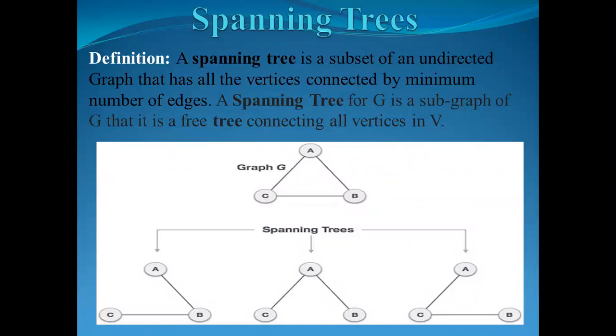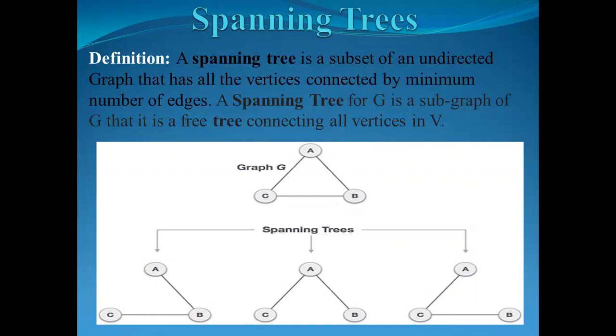Generally, we represent a graph as G equal to (V, E), where V is the number of vertices and E is the number of edges. But in a spanning tree, suppose you represent the spanning tree as S, that spanning tree should contain all the vertices without leaving any vertex in the graph. You must consider all the vertices of the graph in the tree also, but without making any cycle. A spanning tree should not contain any cycle.